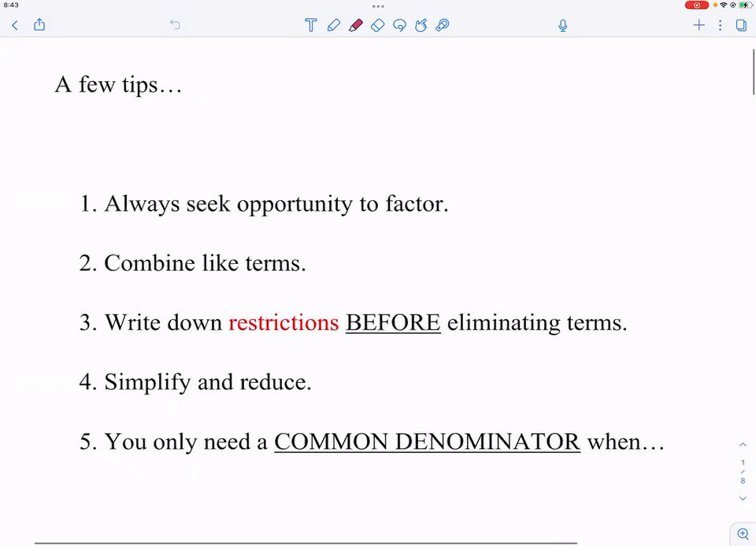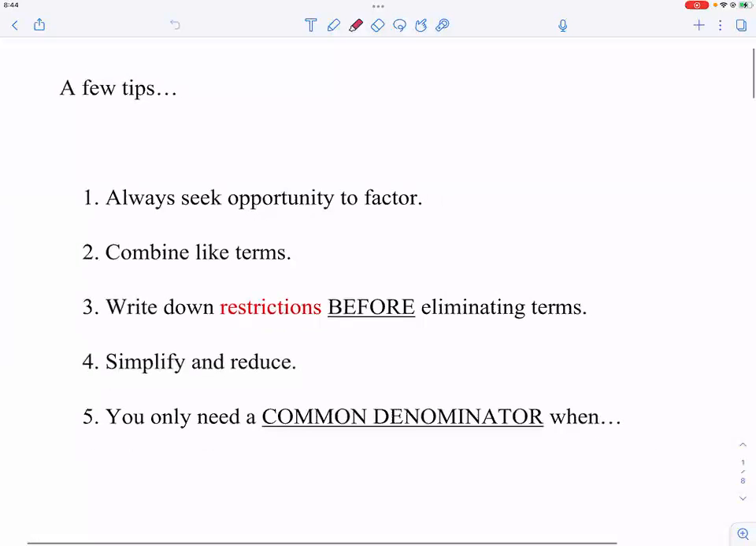First, you always seek opportunity to factor. Whenever you can factor, you do factor. If you're not sensitive to factoring these terms, whether it's a binomial or trinomial, then it's going to be a problem. Combine like terms whenever possible so that you can see it better. Write down restrictions before eliminating terms, because once you eliminate terms, you will not be able to see it. And when you start eliminating terms, it's also harder to see because you have all these pencil strokes crossing out stuff. You always simplify and reduce before you multiply things together.